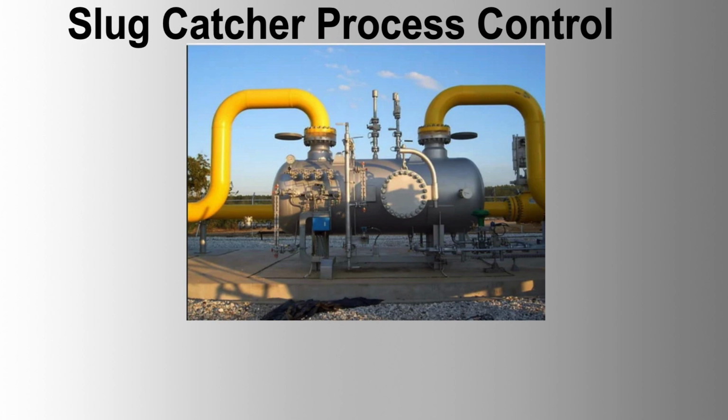Implementation steps. 1. Develop a dynamic model of the slug catcher that captures the relationships between inlet flow rates, liquid levels, and gas pressure. 2. Define a prediction horizon and an optimization problem to minimize deviations from set points while respecting operational constraints. 3. Use real-time measurements of flow rates, levels, and pressure as inputs to the MPC algorithm. 4. Implement the calculated control actions for inlet valves, gas outlet valves, and liquid outlet valves.